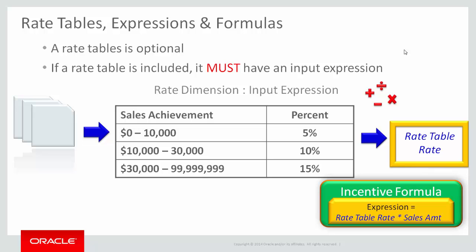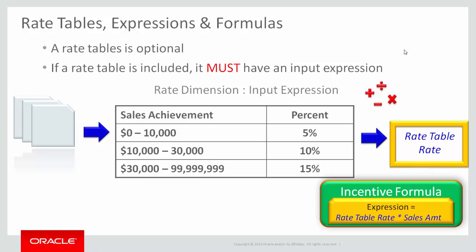That's what we call a rate table. Now, if we're going to use a rate table, I'm going to get back to the input expression now. We need to tell the system this is the field from the transaction or the field from the database that we're going to be feeding into this. So, for example, if I have a rate table that says sales achievement between $0 and $10,000, $10,000 to $30,000, etc., then I need to feed something to that.